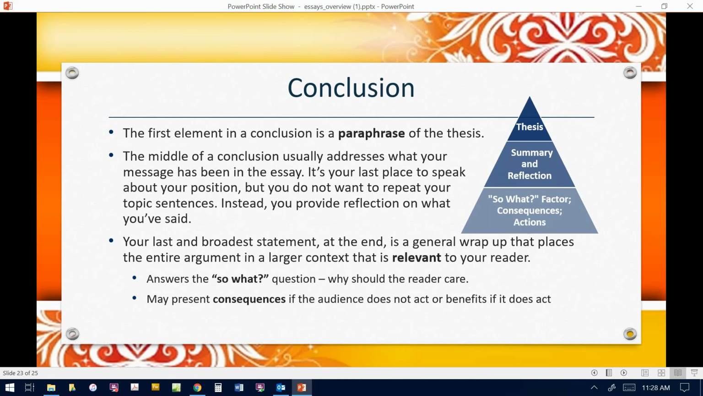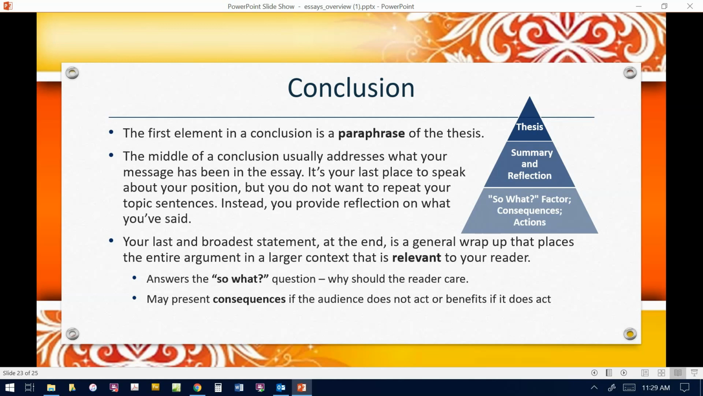The very last part of your conclusion is the so what factor. This is where you are wrapping up the whole paper and where you are appealing to your reader very specifically, and you're answering this hypothetical question that they may be thinking of. Okay, so I've heard your argument, I've heard your evidence, so what? Why should I care? So this is where you make that last push to show them the consequences that could be negative or positive if they act or if they don't act.